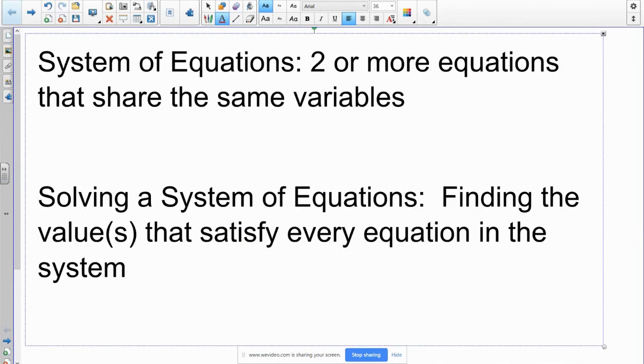So I'm just going to remind you that a system of equations is two or more equations that share the same variables. And when we solve a system of equations graphically, which is what we're looking at today, we're finding the value or values that make both equations true in every equation in that system. So not just one of the equations, but all the equations. If there are 4 equations in the system, then it has to satisfy all 4 of them.